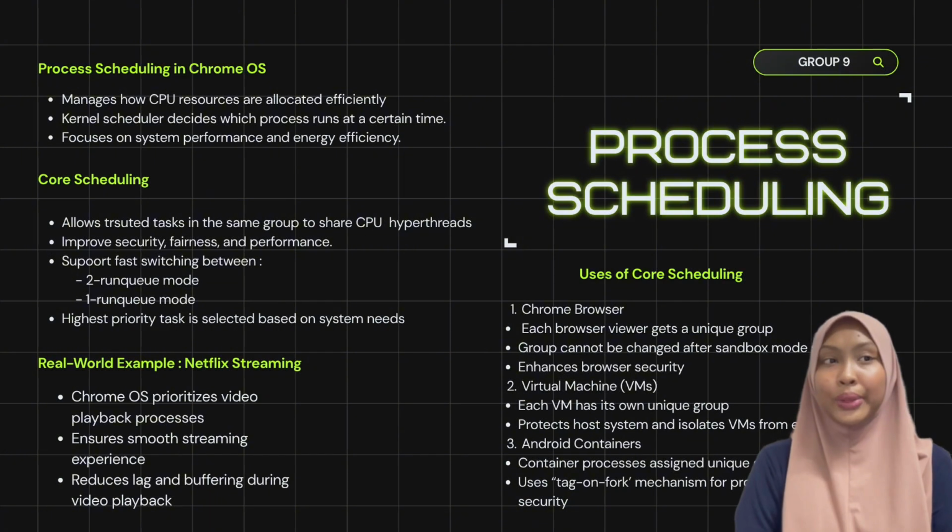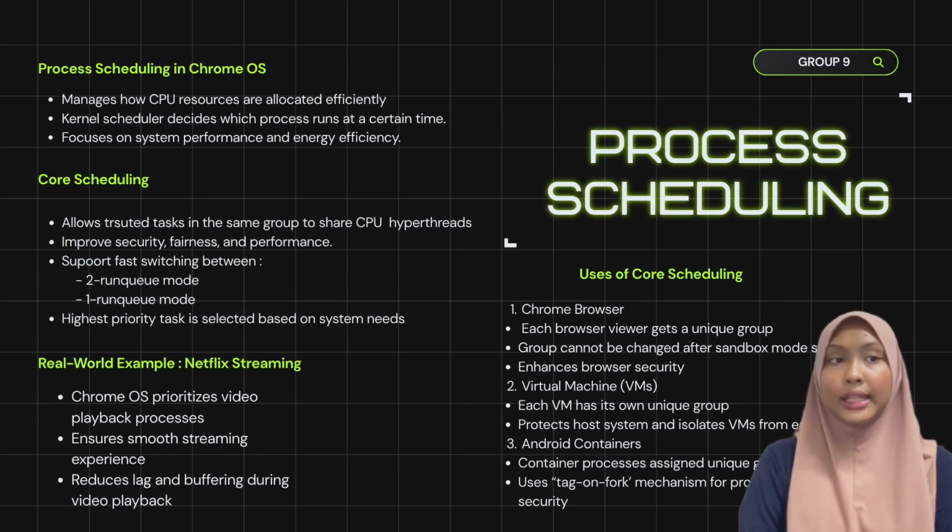This concept allows processors in the same group to safely share CPU resources, such as hyperthreads. This is important to ensure system security and avoid interference between processors. The system will also choose processors with higher priority to run first and manage the CPU queue so that all processors get a fair chance.